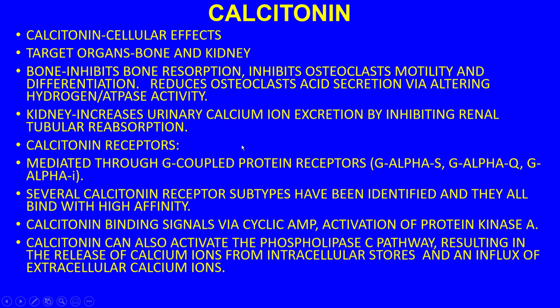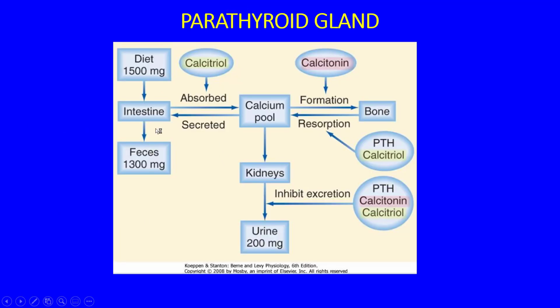Calcitonin can also activate the phospholipase C pathway, resulting in a release of calcium ions from their intracellular stores and an influx of extracellular calcium ions. So, if we take a look at what we saw earlier about the dietary intake of calcium, etc., and we were looking at PTH, then we were looking at vitamin D, now let's look at calcitonin.